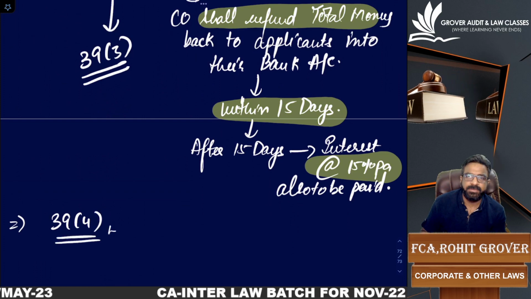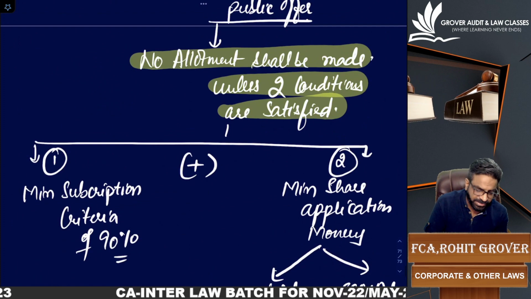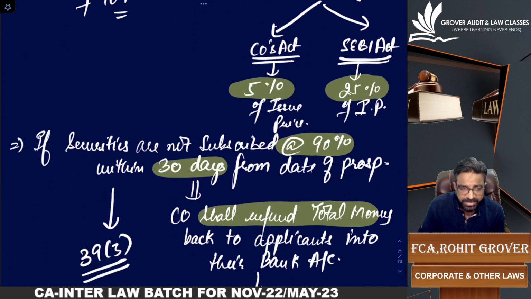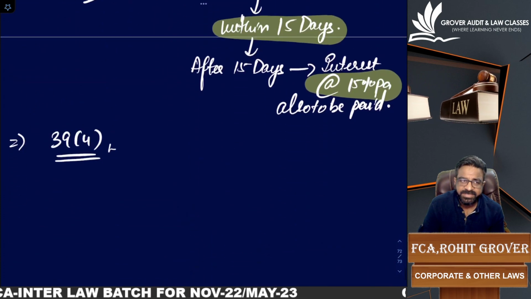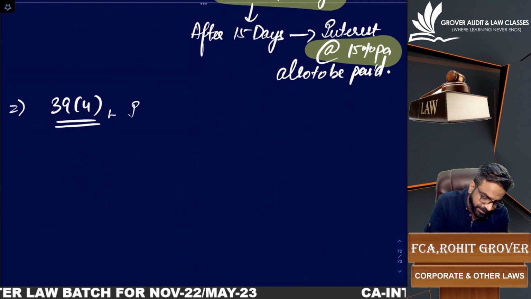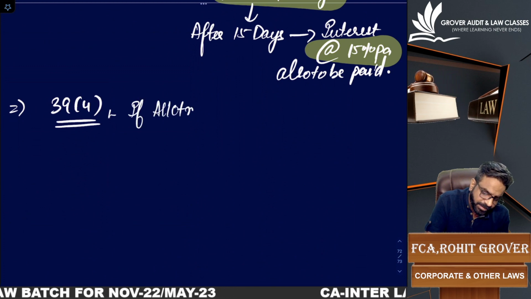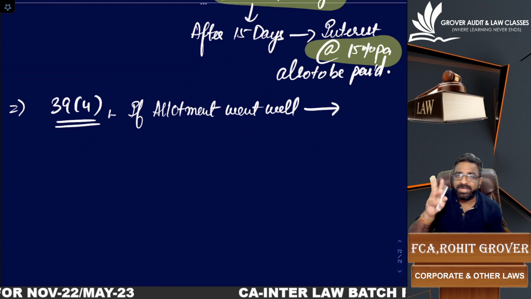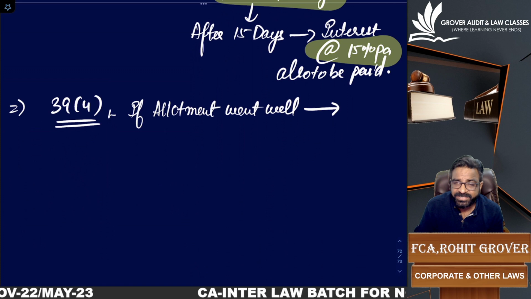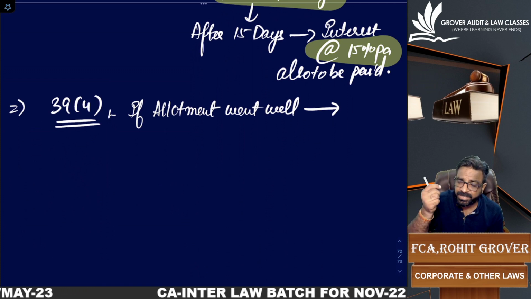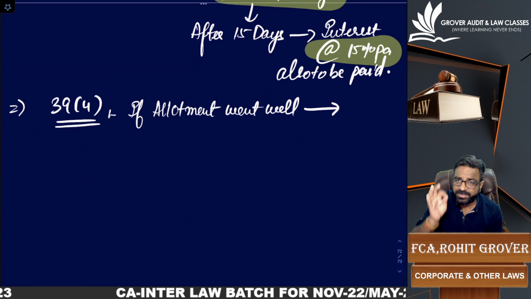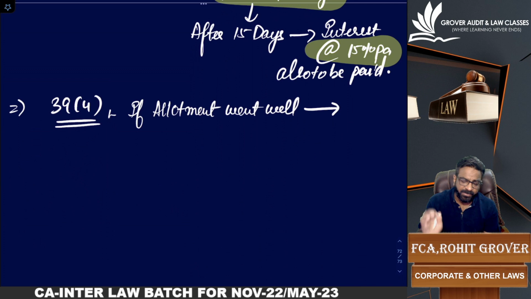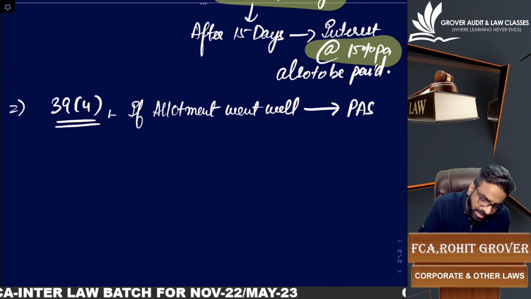It is saying that, because condition number 1 is section number 39, subsection 1, this right side is section number 39, subsection 2, then section number 39, subsection 3, and this is section number 39, subsection 4. If allotment went well, can you please tell me what do you mean by went well? Both the conditions are satisfied or dissatisfied? Satisfied. 90% of share securities are also subscribed. 25% of the money has been received at which point? Application time. So if the allotment went well, then PAS 3.